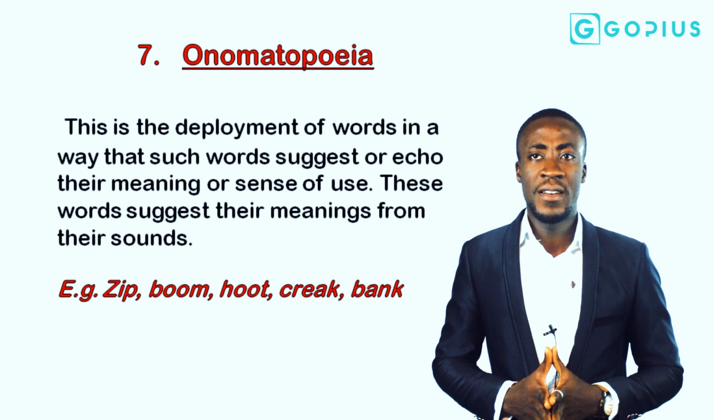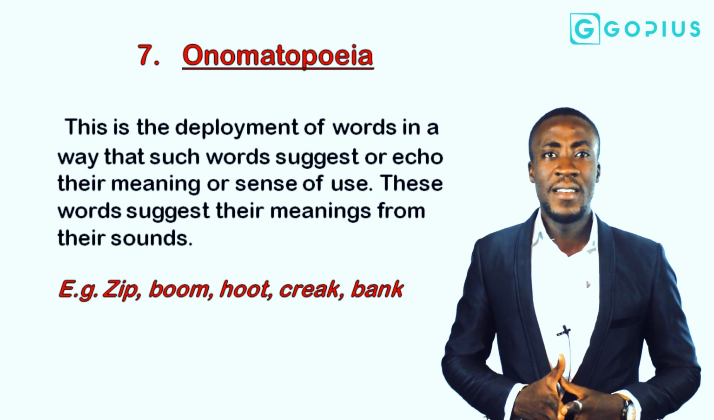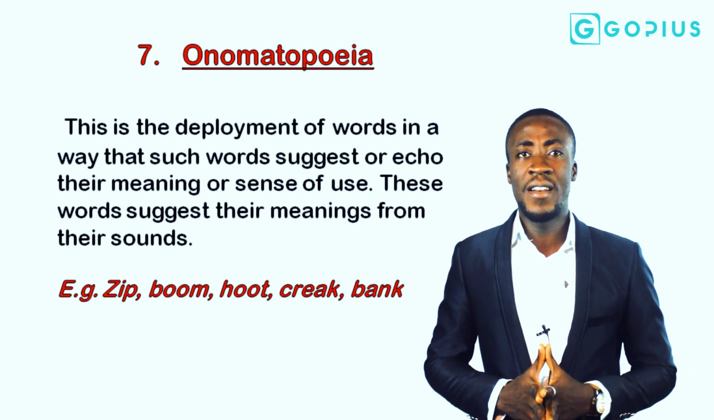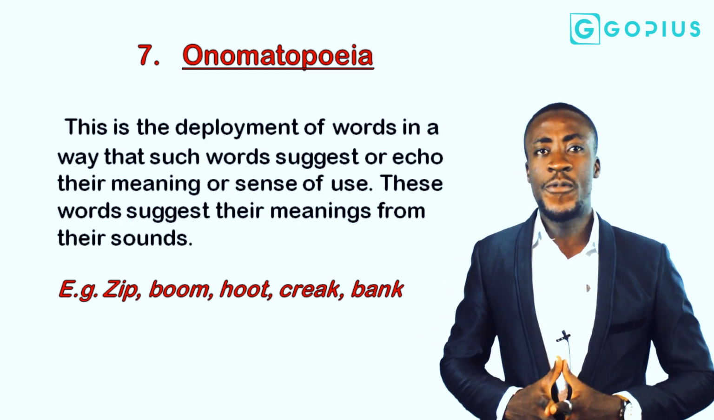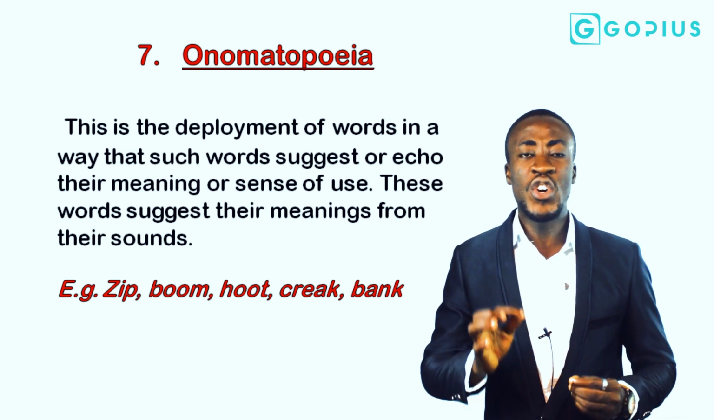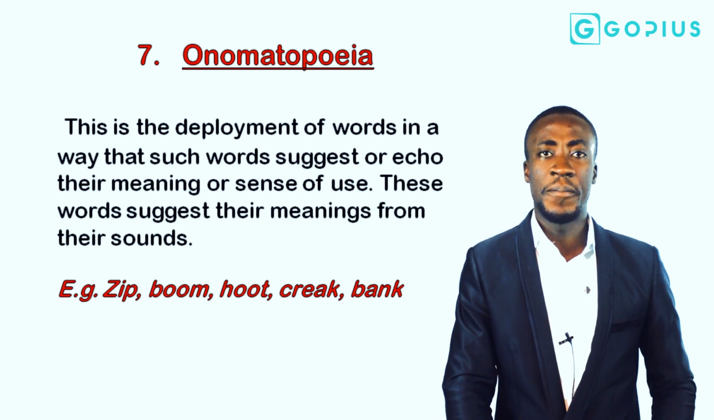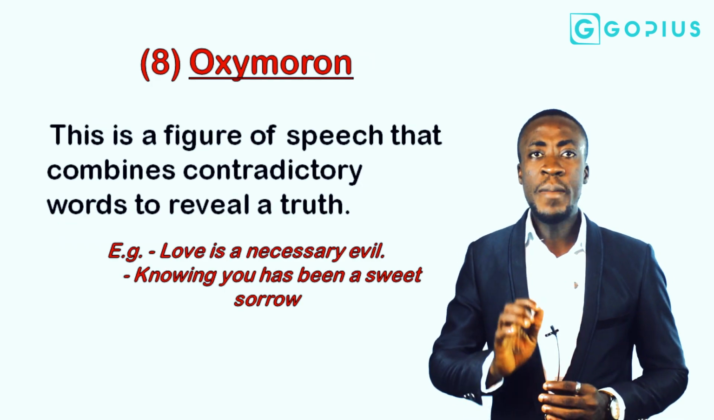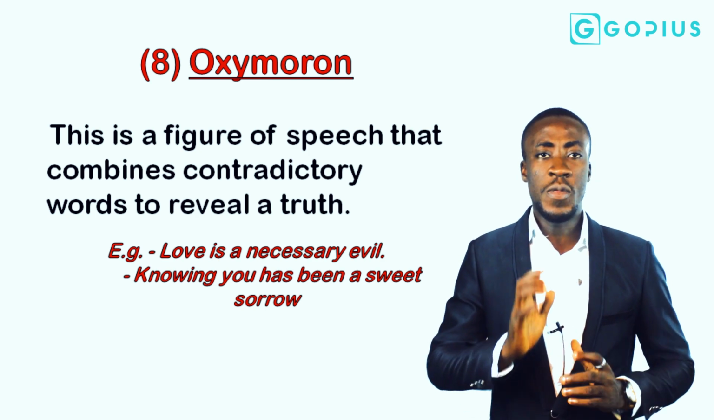The boom of a gun, the hoot of the cricket. You can say that the woods creaked, and then you can talk about bangs, the booms of the gun, the meow of the cat, the roarings of the lions, the patterings of rainfall on the lowering eaves. All these are sounds that are associated with the objects, and then you can say that an onomatopoeia has been employed. The next figurative language is oxymoron. An oxymoron is the figure of speech that combines contradictory words to reveal a truth.